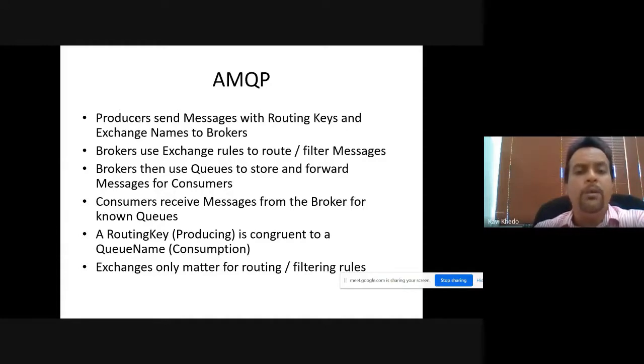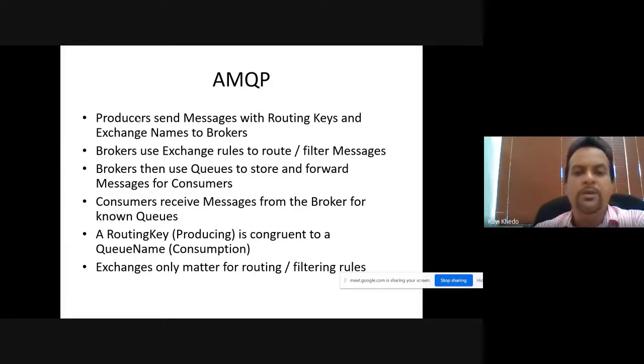Brokers use exchange rules to route or filter messages. There are exchange rules that decide where to send the message we are getting from a producer. We apply a rule, then we decide where to forward this message, to which consumer, because if we have producers on this side, there will be consumers on the other side. So the exchange rule will decide to which consumer we will send this message.